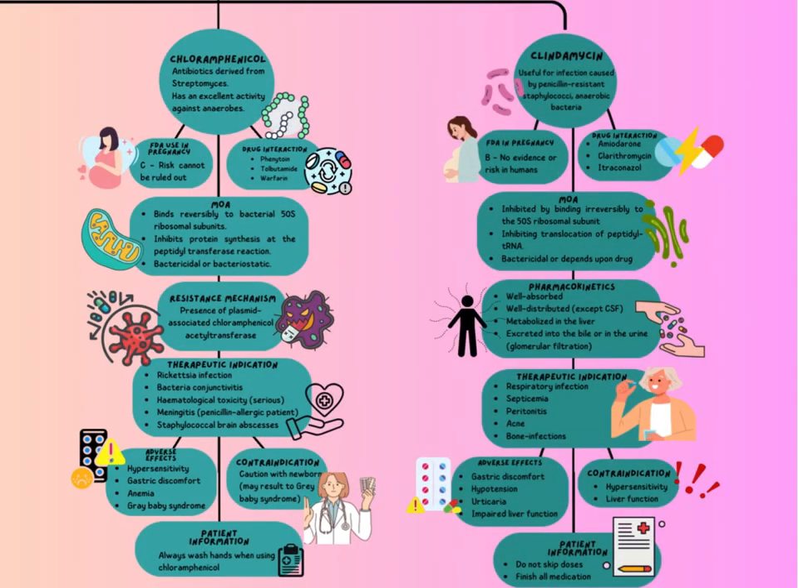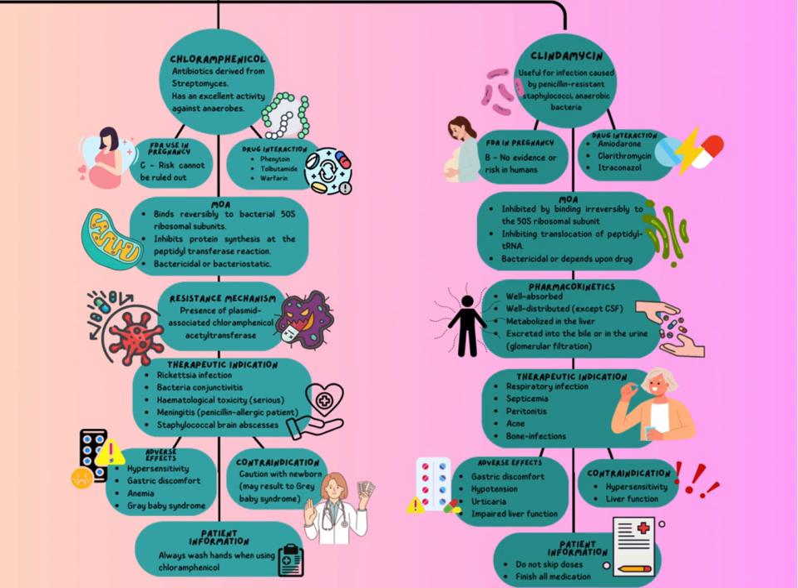Next, we have chloramphenicol. Chloramphenicol is derived from Streptomyces and has an excellent activity against anaerobes. It is also renowned as a broad-spectrum antibiotic. In FDA use and pregnancy rating, it's categorized as Class C, in which the risk of the drug cannot be ruled out. This means that it's lacking in human studies, and animal studies can be either lacking or risk positive, where the potential benefits outweigh the potential risk.